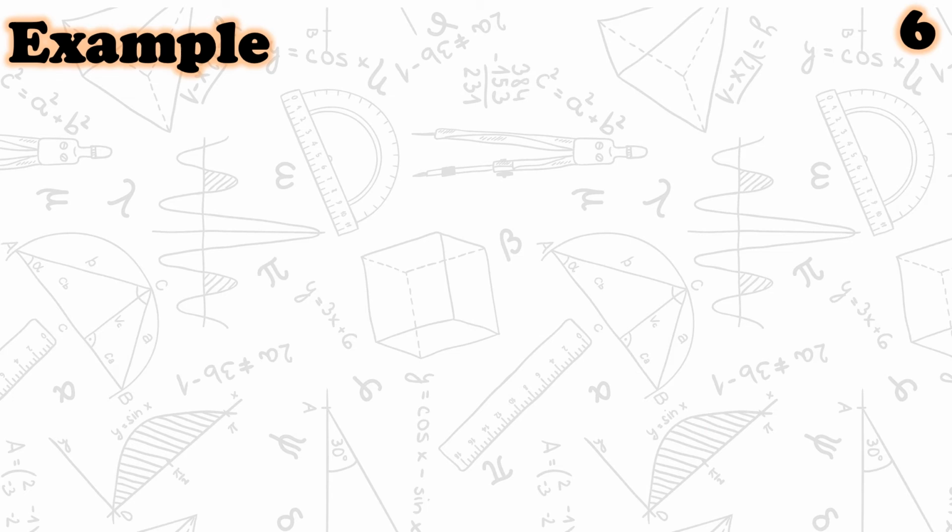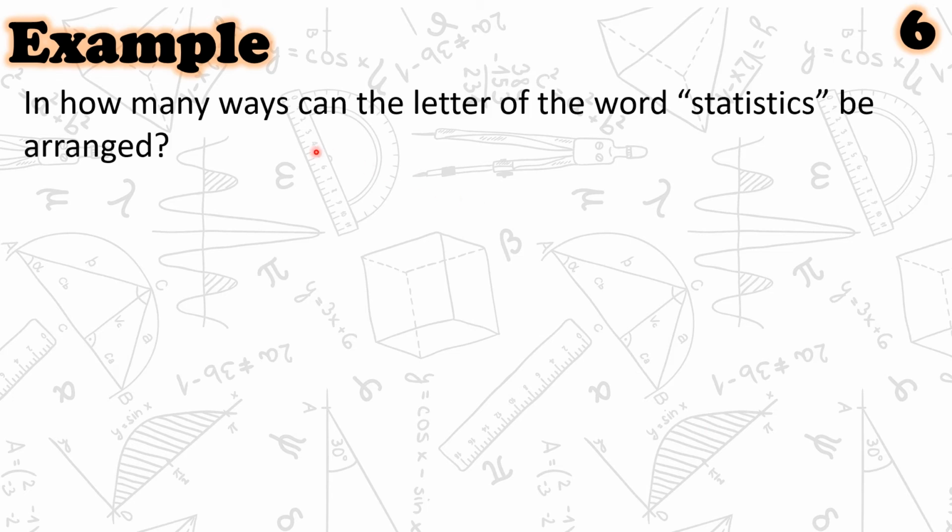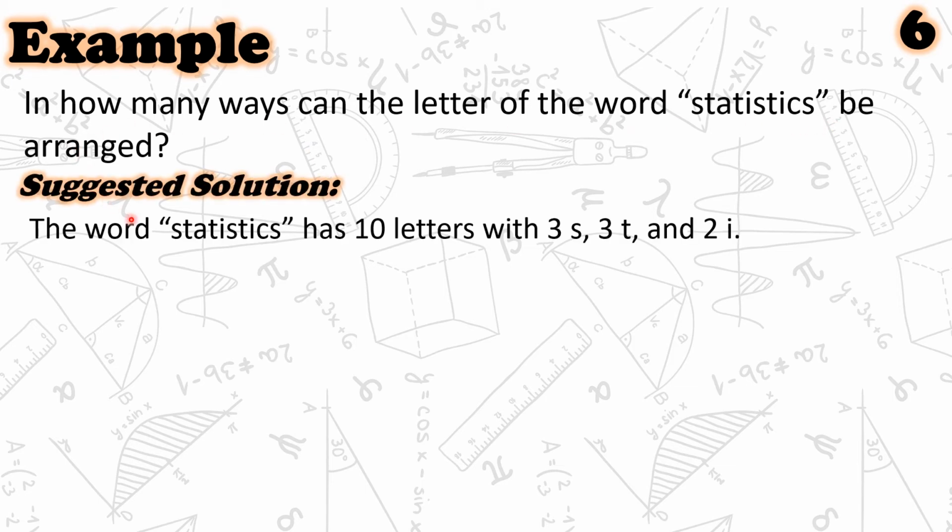Let us have example number 6. In how many ways can the letters of the word statistics be arranged? Here is our suggested solution. The word statistics has 10 letters with 3 S's, 3 T's, and 2 I's.